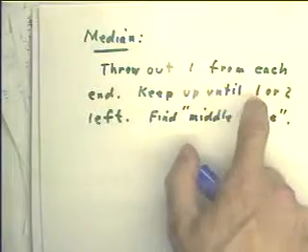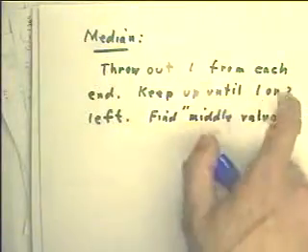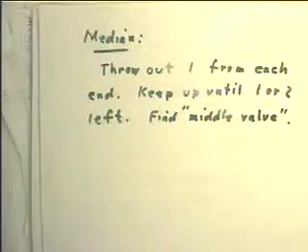Then we find the middle value. If there's just one value left in the middle, that's going to be it. If there are two, we're going to average them. Now I'm going to copy the stem and leaf diagram from our previous analysis.